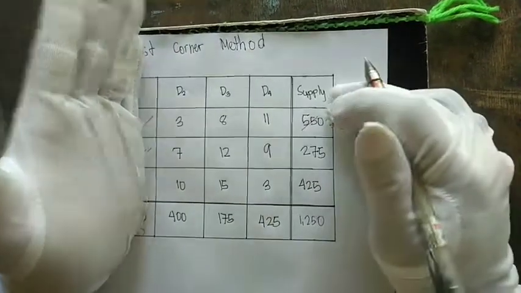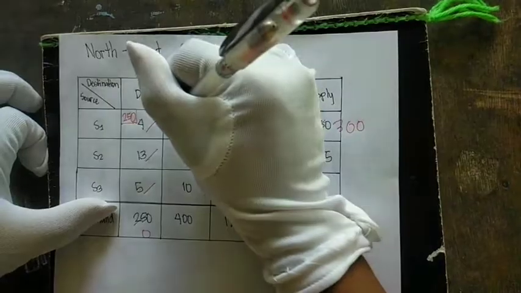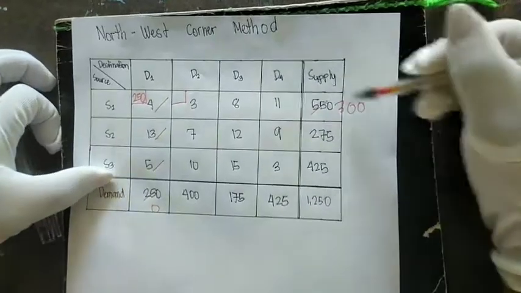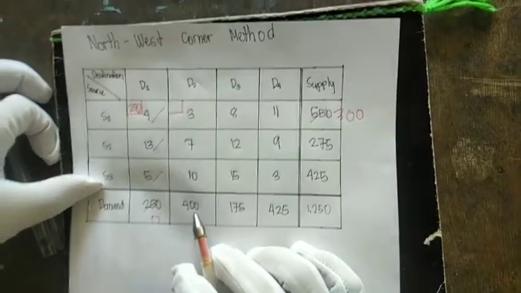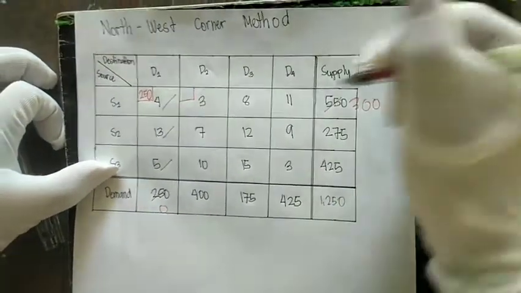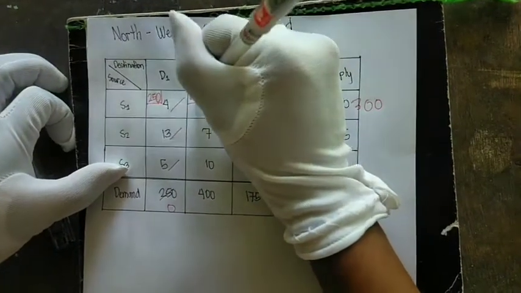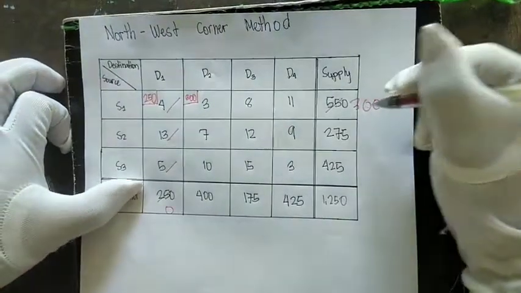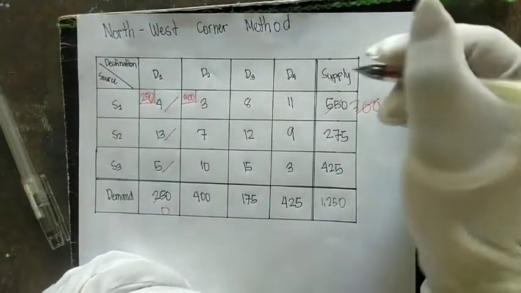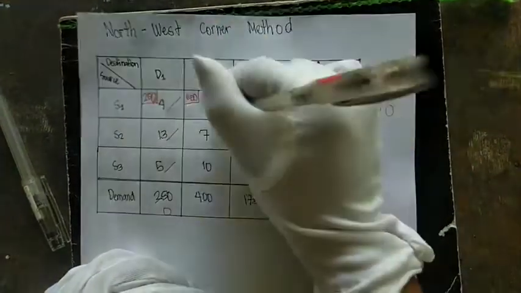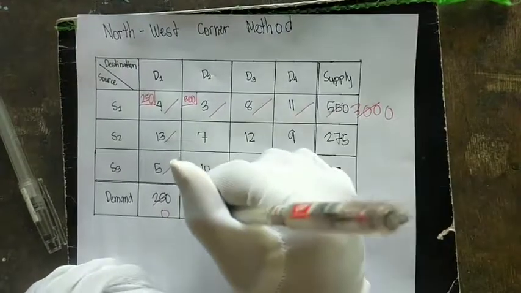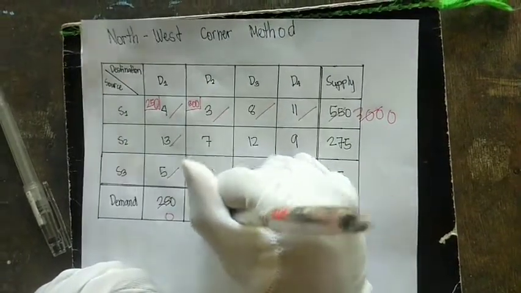So we will move to this cell. Our supply is 300 and the demand is 400. Since 300 is the lesser value, we will put the 300 in this cell. The 300 will be cancelled and the entire row will be cancelled out. And this 400 minus 300 will be 100.